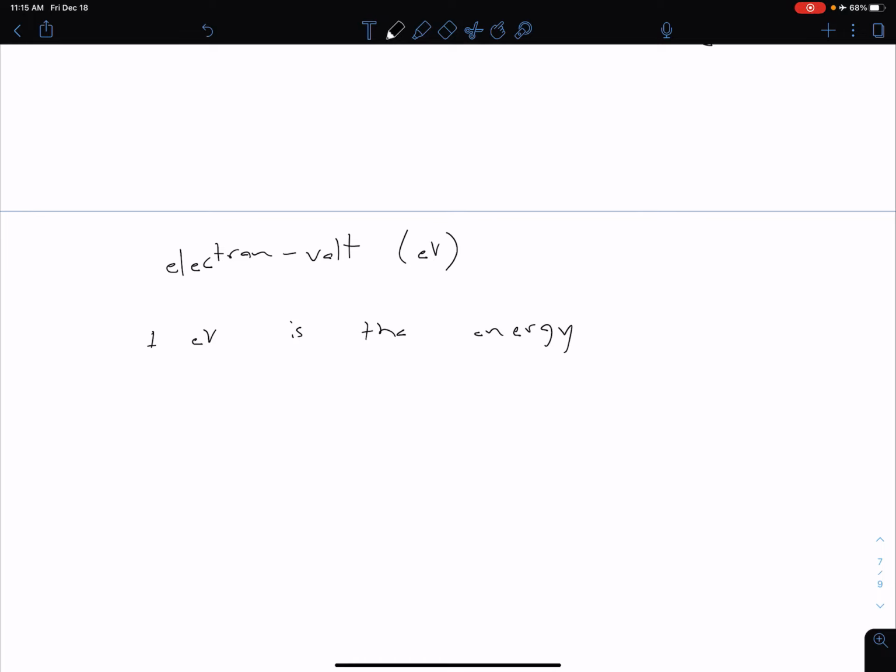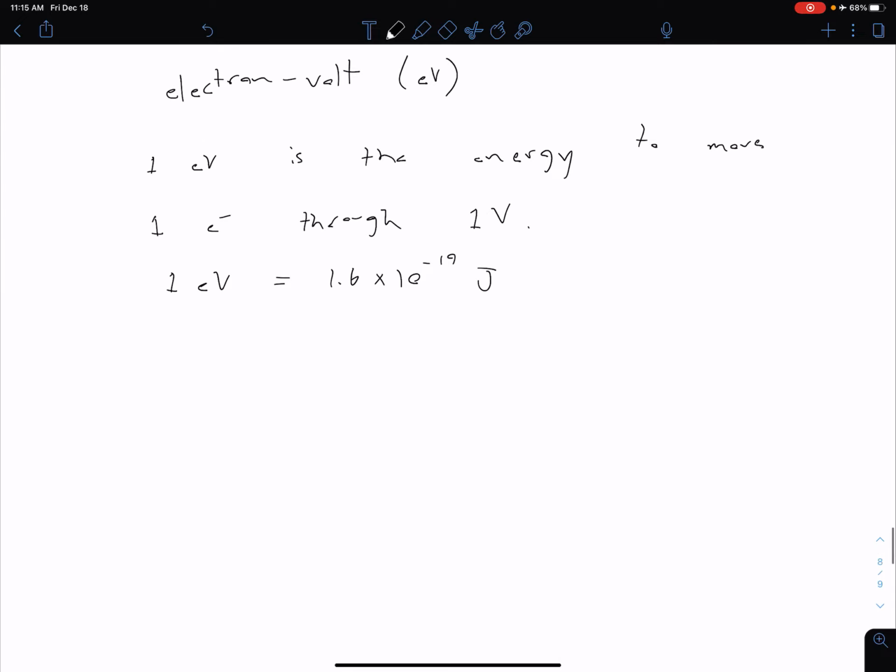So the energy to move 1 electron through a potential difference of 1 volt. And so we could relate this to a more common form of energy, joules. So 1 electron volt is approximately 1.6 times 10 to the minus 19 joules.